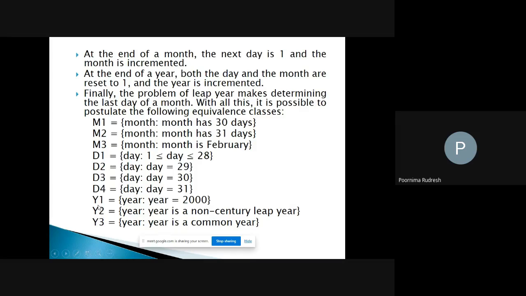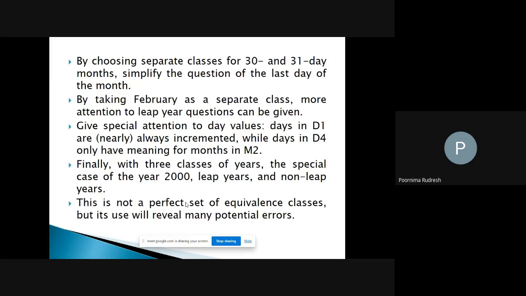And next one is Y1. Here it is 2000. 2000 is a leap year, right? And Y2 here is a non-century leap year, and Y3 is a common year. So three conditions we are defining: one is the leap year, second is the non-century leap year, and third is the common year. We will consider these equivalence classes whenever we construct the test cases. For 30, 31 and so on, I explained already, right?